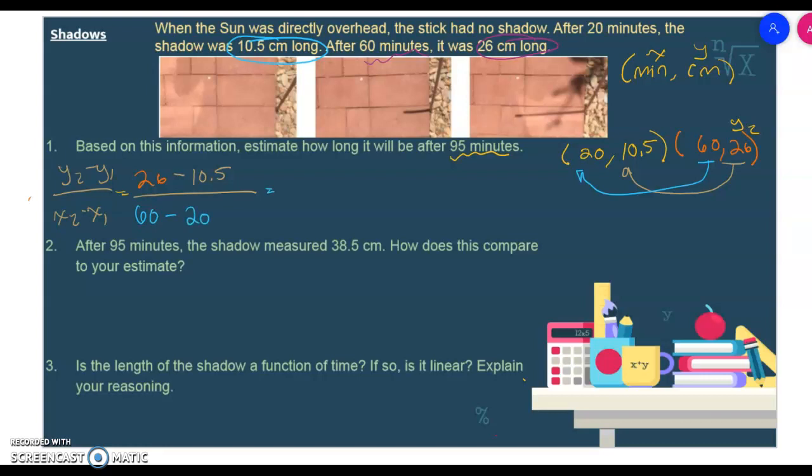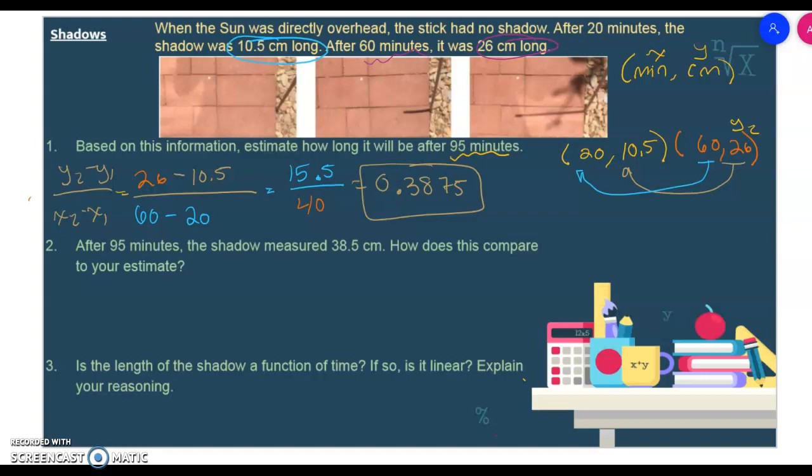So 26 minus 10.5 is going to give us a cool number here. Remember, there is a decimal, so you can use your calculator. It's going to give us 15.5. And 60 minus 20 is going to give me 40. So now what you're going to do is plug in your calculator, 15.5 divided by 40, and you should get our number, or our slope for this equation, 0.3875. So this is the slope of the shadow, meaning this is what it's changing by every minute.